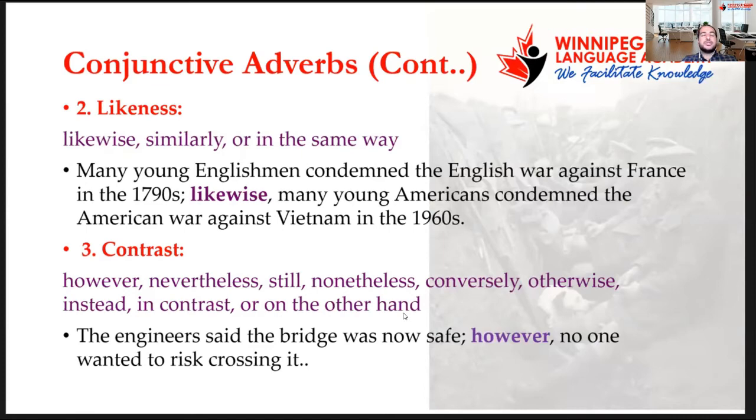It's super important to use these conjunctive adverbs in your writing because it shows the reader that you can express yourself in different ways, that you have a variety of vocabulary, and also that you can use different structures to express the same idea. So we have this example here which shows contrast. The engineer said the bridge was now safe. However, no one would want to risk crossing it.